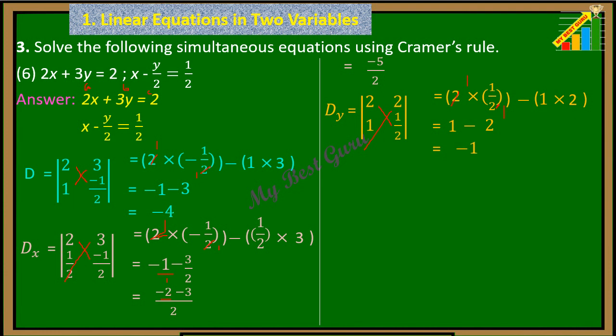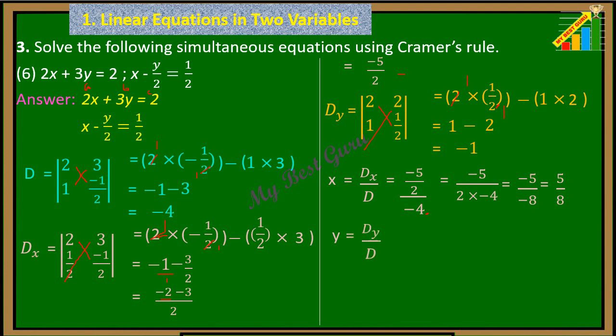This is the formula. Just put the values of Dx and D in this formula. So what is Dx? Dx is minus 5 by 2. So it is minus 5 by 2 divided by the value of D, which is minus 4. Now just multiply these two. So 5 as it is. This denominator you can multiply, so it is 2 multiplied with minus 4. So it is minus 5 divided by minus 4 multiplied with 2 is minus 8. Minus minus will get cancelled and you will have the value of x is 5 divided by 8.